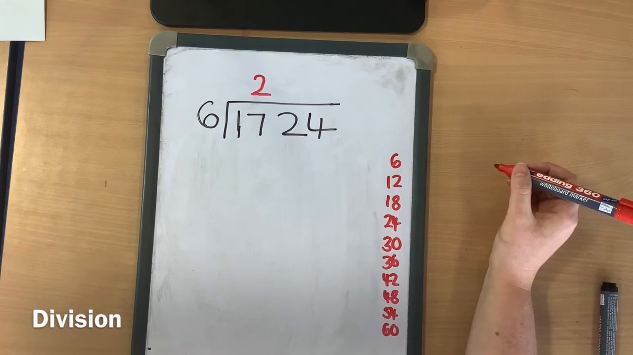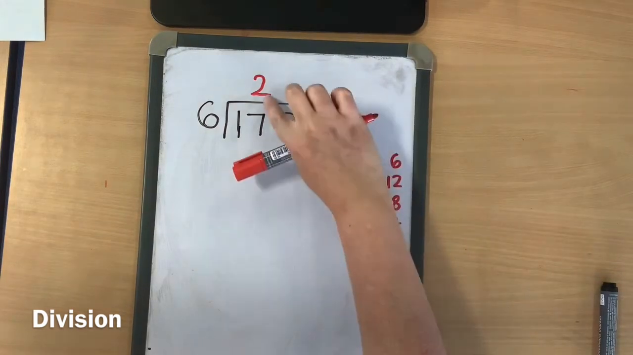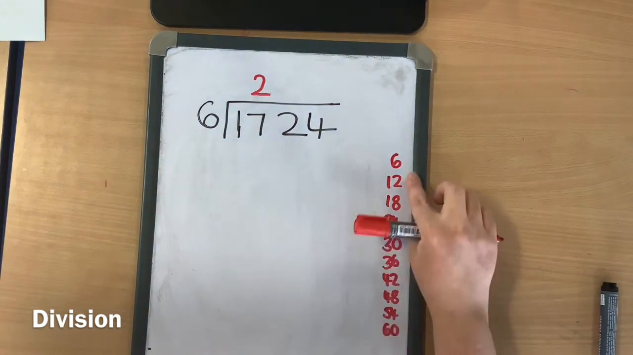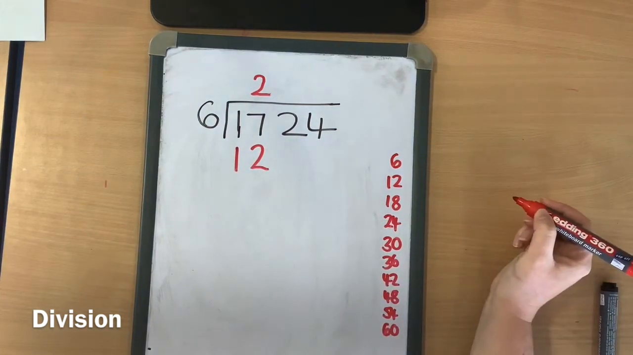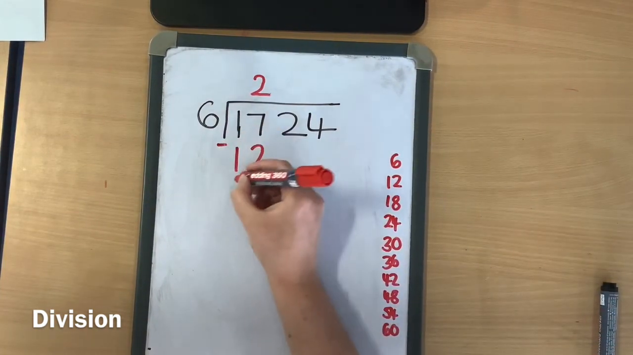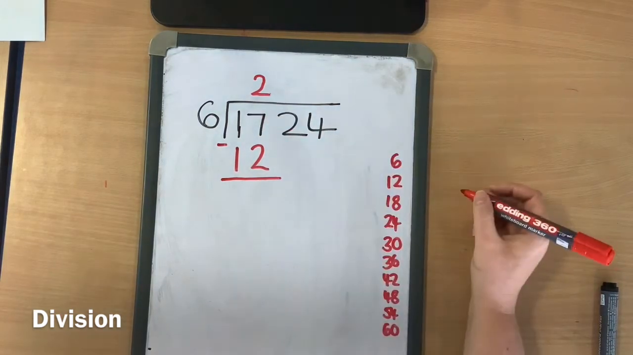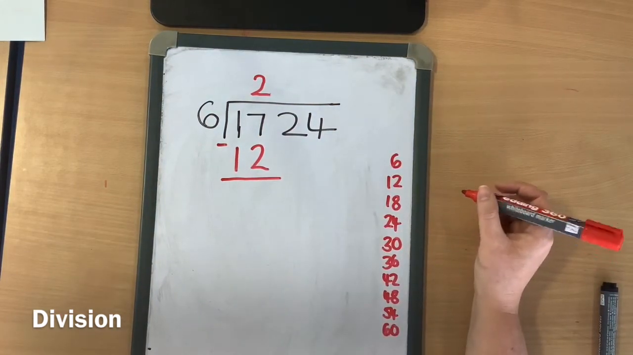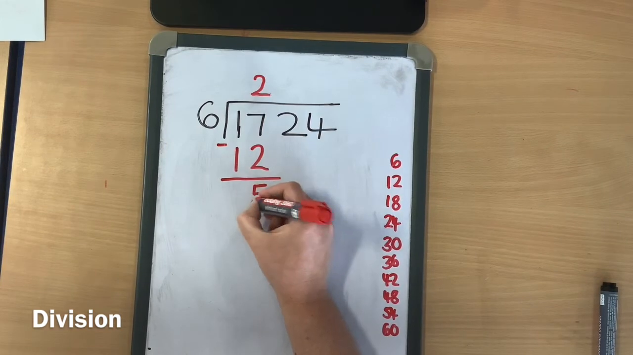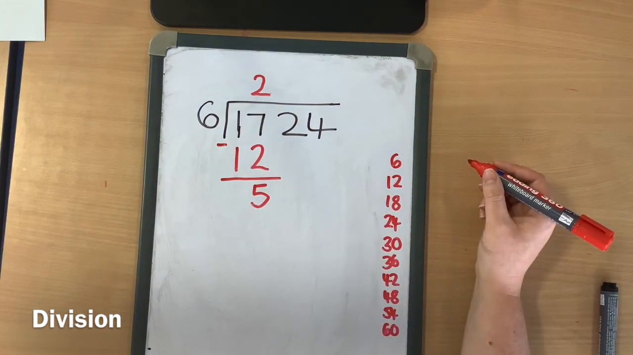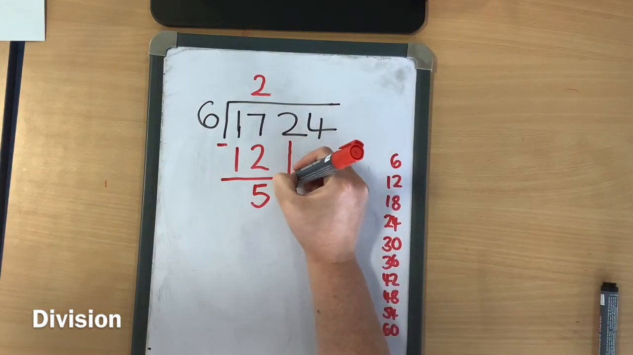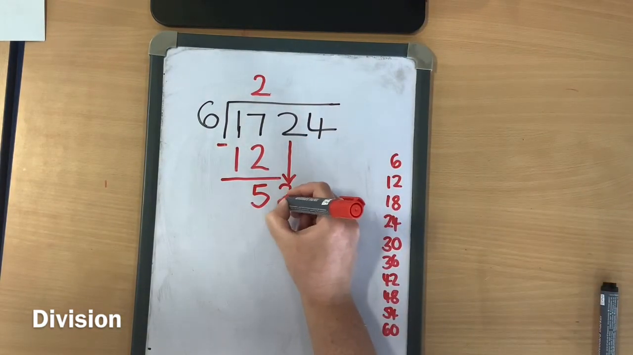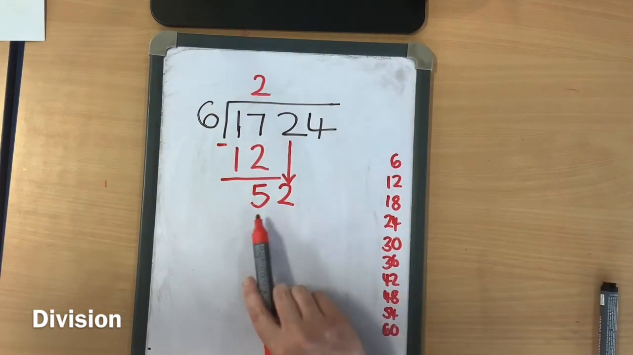Okay, if we remember then, after I've done my dividing, I then need to multiply. So 2 times 6 is 12. So I just put that underneath. After I've multiplied, I then subtract. So 17 subtract 12 is 5. And then once I subtract, can you remember? Let's hope so. Bring it down. So I'm going to bring that 2 down, which then leaves me with 52.